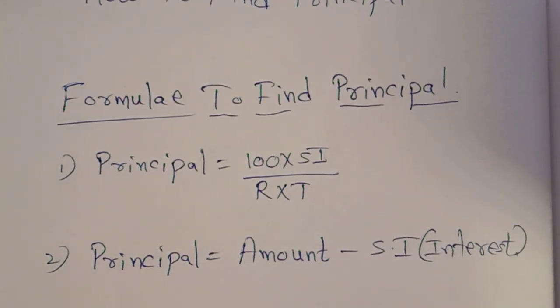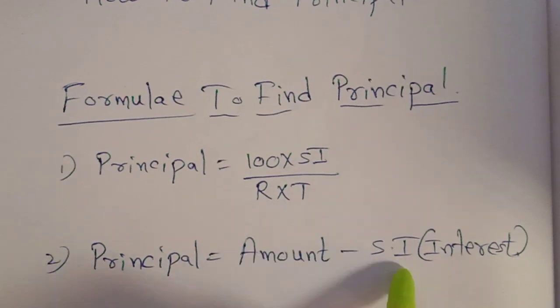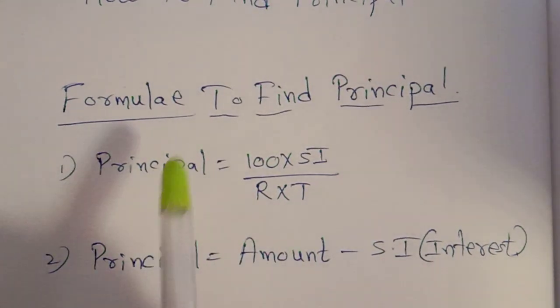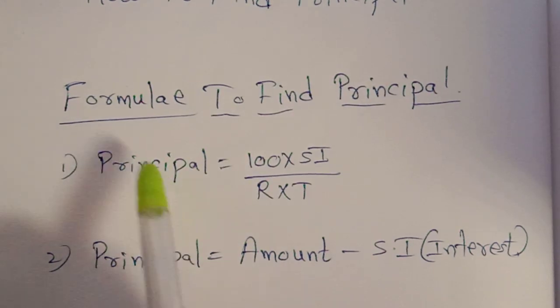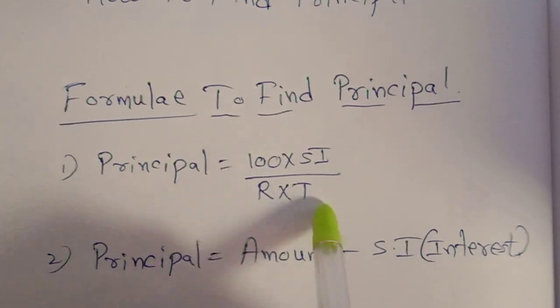This means, in a question, when they have given the amount and simple interest and ask to find the principal, you have to do this. This is very simple, and they will ask this type of question rarely, but we have to practice how to find the principal when they have given R and T, the rate of interest and time.